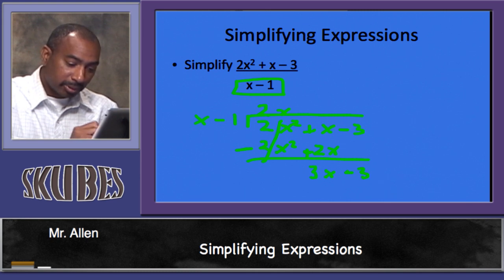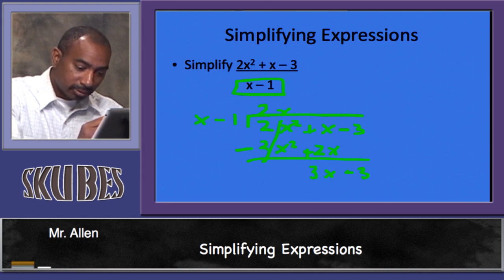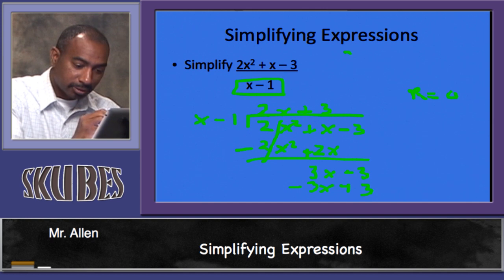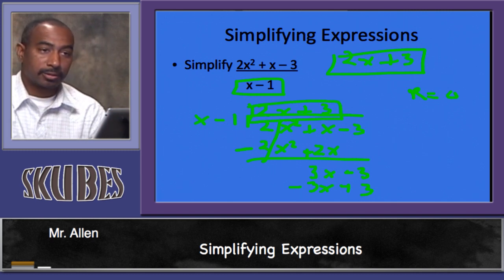What times x is 3x? Well, just 3. 3 times x is 3x. And 3 times negative 1 is negative 3. And again, you got to change the sign, which gives you a remainder of 0. So the answer to this is just 2x plus 3. That's your quotient. This concludes the lesson for today.